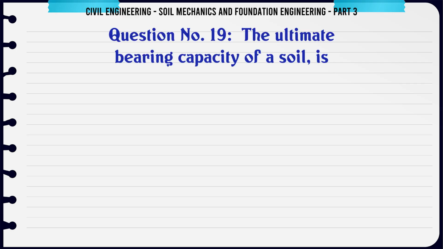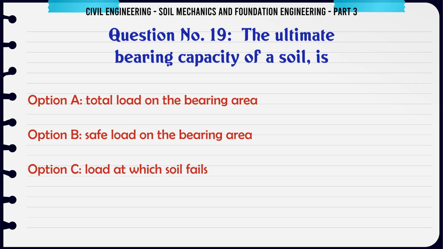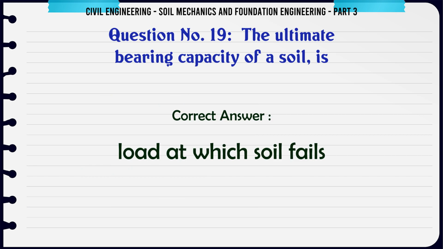The ultimate bearing capacity of a soil is A. Total load on the bearing area, B. Safe load on the bearing area, C. Load at which soil fails, D. Load at which soil consolidates. The correct answer is load at which soil fails.